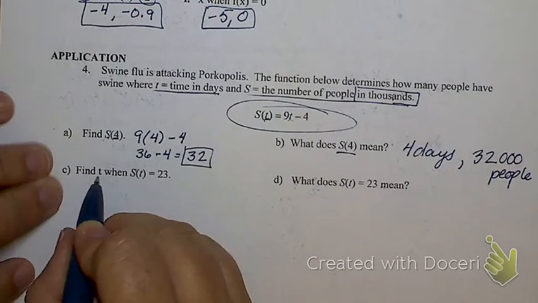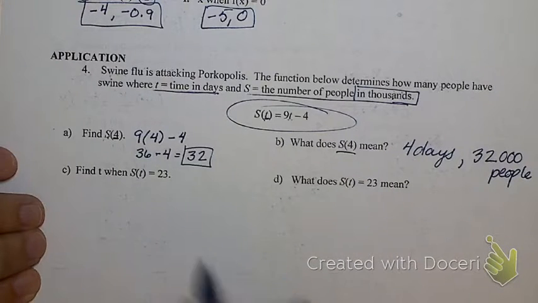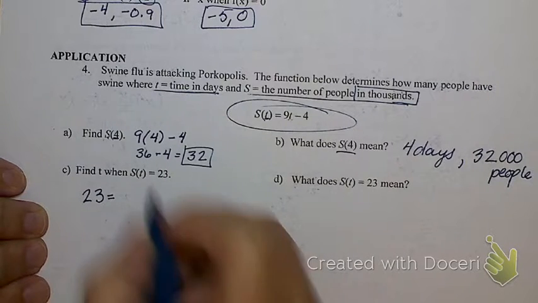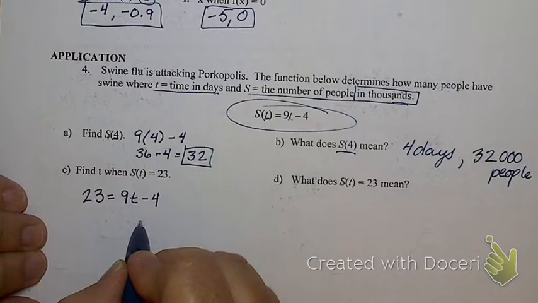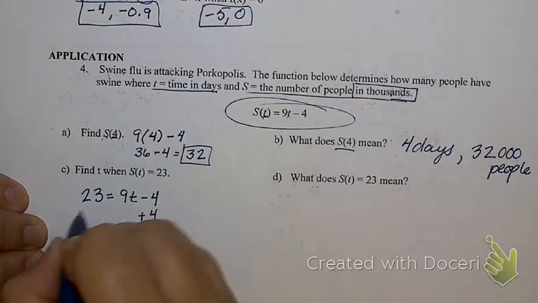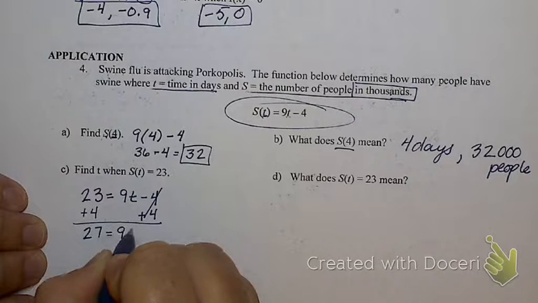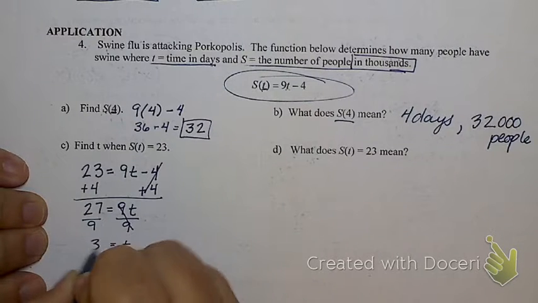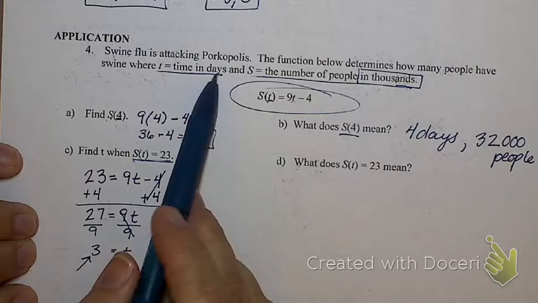Okay. Find T when S of T equals 23. So what's this one? Am I giving you the input or am I giving you the output? Output. So I'm going to set 23 equal to what? 9T minus 4. So what am I going to do? Add 4. Add 4. What's 23 plus 4? 27. Divide by 9. And T equals 3. What was this asking me? My answer is in days, right? Because it's a time. Time in days.